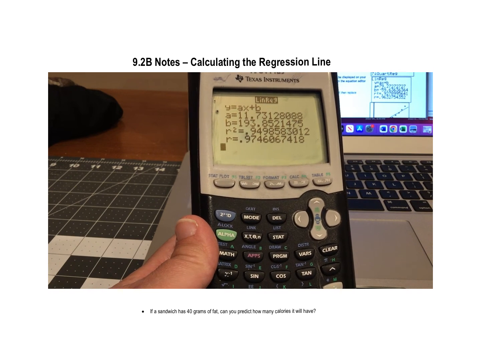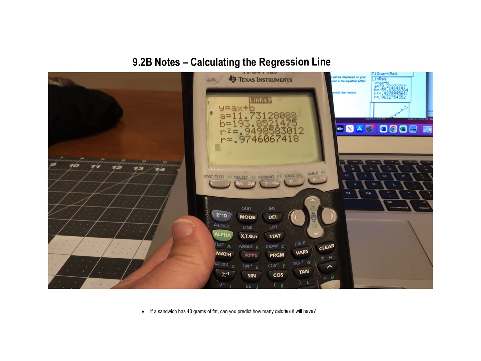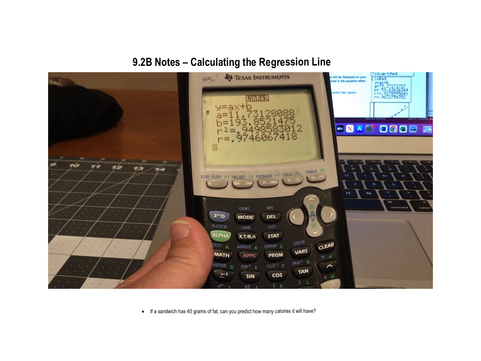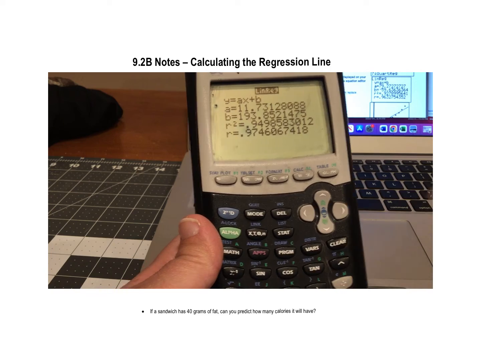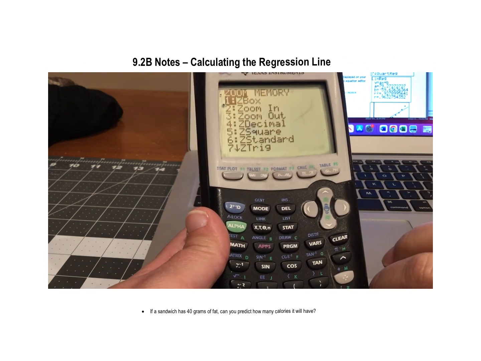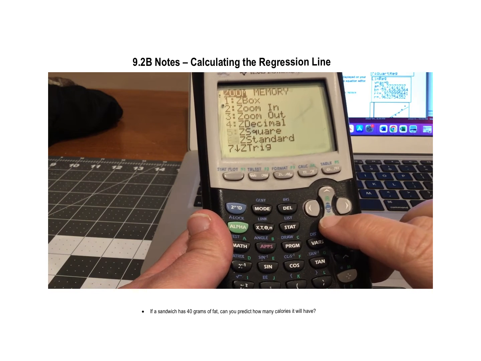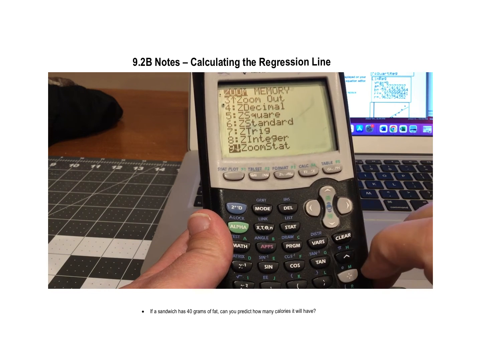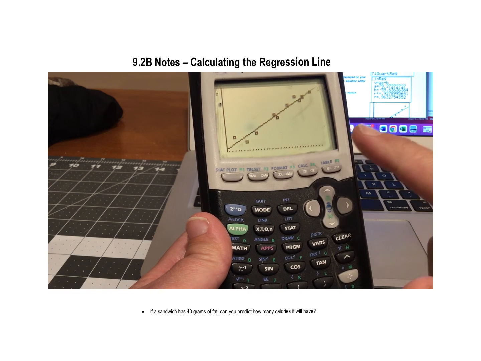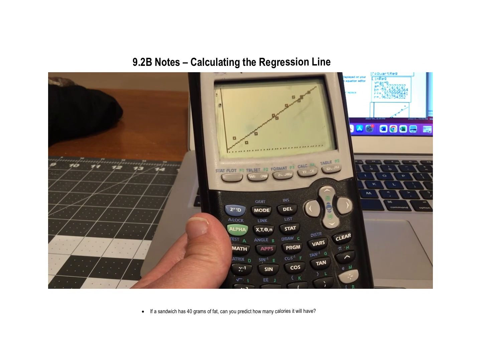Now that I have my equation calculated and stored in the y equals menu, if I want to see my graph with my scatter plot data and the line of best fit or regression line, all I do is hit the zoom button and then do 9 so that it does the zoom stat. Once I do that, then I'll see all my scatter plot data and my trend line.